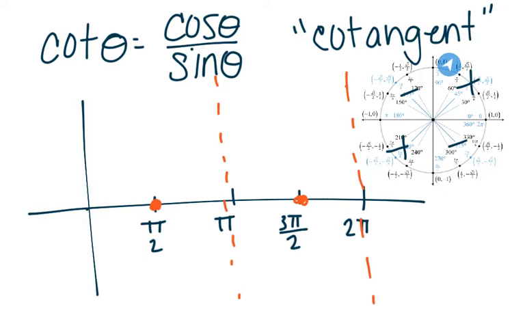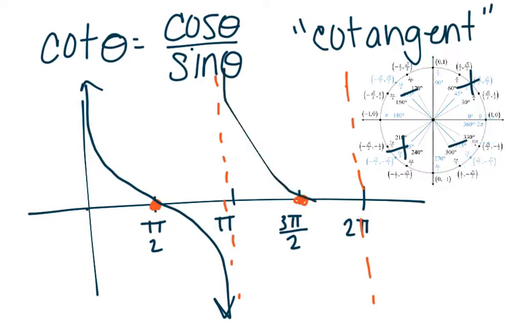Moving from 0 to pi over 2, my function is positive, and then from pi over 2 to pi, it's negative. So it's going to be positive here, and it has to pass through this point, and then it's negative here. And then moving on around my circle, from pi to 3 pi over 2, it starts out positive, and then from 3 pi over 2 to 2 pi, it becomes negative. So I do the same general shape, just like so. And this is the graph of our cotangent function. We constructed it using the same logic that we did for the tangent function.